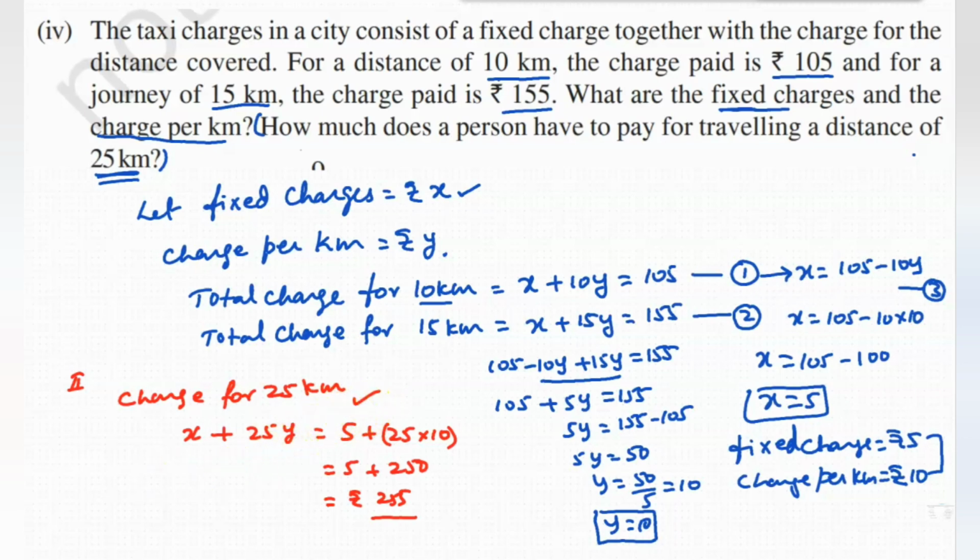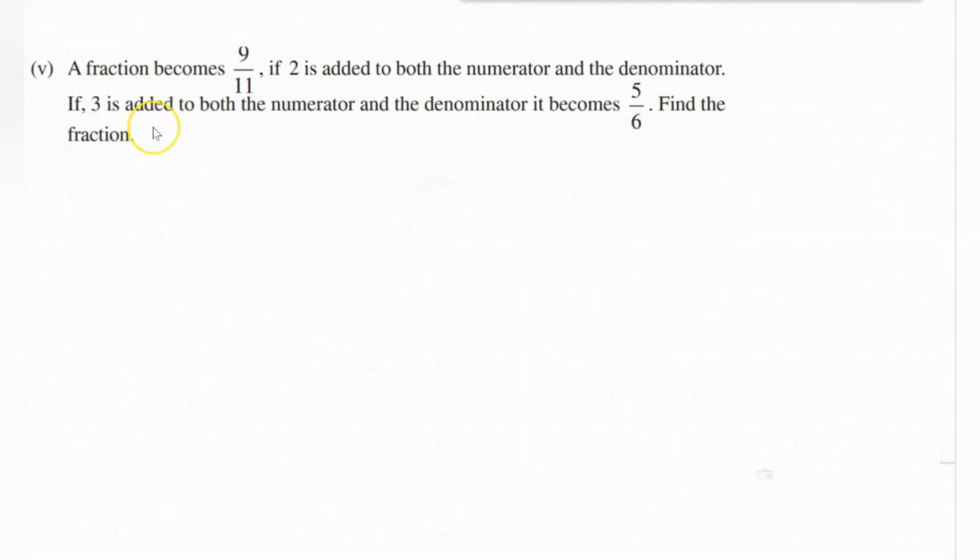Okay, coming to question number 5 now. Question number 5 is, a fraction becomes 9 by 11 if 2 is added to both numerator and denominator. And if 3 is added to both numerator and denominator, it becomes 5 by 6. Find the fraction. Okay, let us start by assuming, let the numerator of the fraction be equal to X. And let us take the denominator as Y.